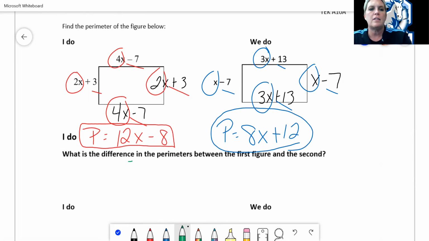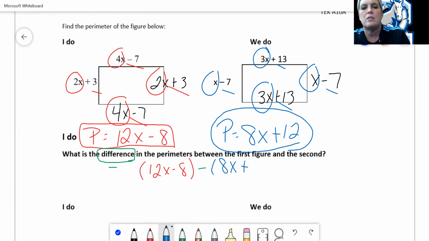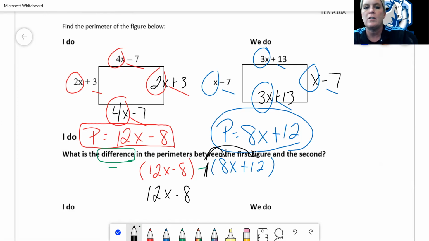So now we need to find the difference. Remember, difference means to subtract. The difference in the perimeters between the first and the second one. So I'm going to take the first one, put it in parentheses, 12x minus 8, minus the second one, 8x plus 12. Now, the first part I leave alone and I can just drop the parentheses. The second part, there is a minus sign here. That's a -1. I need to multiply that by everything in the parentheses. So I'm going to distribute it. I'm going to get -8x and -12.